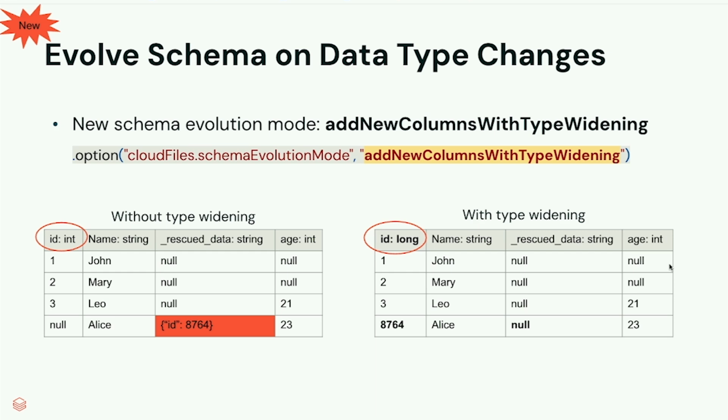You don't have to run the post-processing job to find out whether the data has made it into the regular column or the rescue data column. Note that only the type changes that are supported by Delta today are supported by Autoloader. If you have a non-conforming data type change, for example, if your integer column becomes a string, that is not what Delta supports today, and so that will continue to get rescued if that happens.